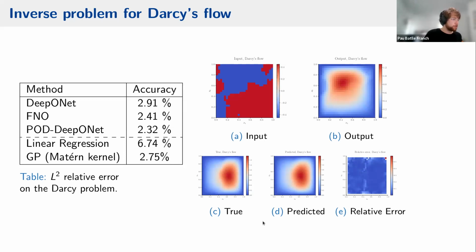And what we see in the bottom is the difference between the true output for a test example, the predicted output, and the relative error. And if we look at the accuracy, we see that the Gaussian process method performs in a similar ballpark to the state-of-the-art neural networks.